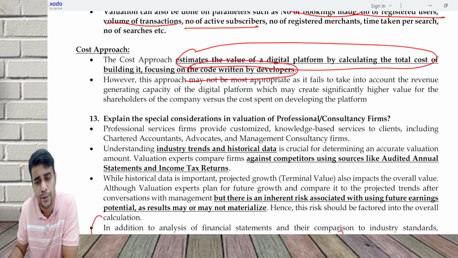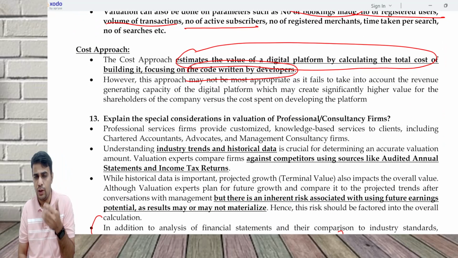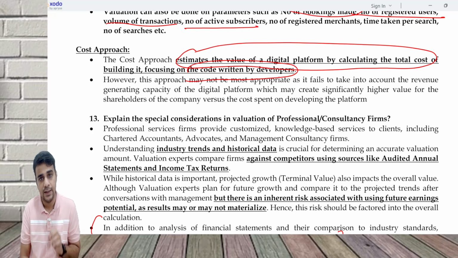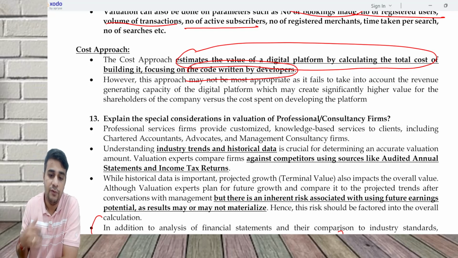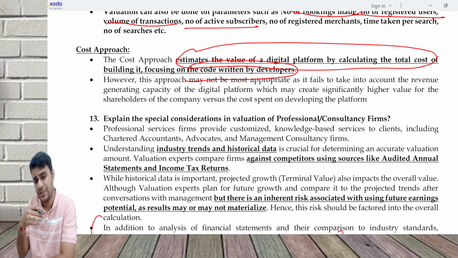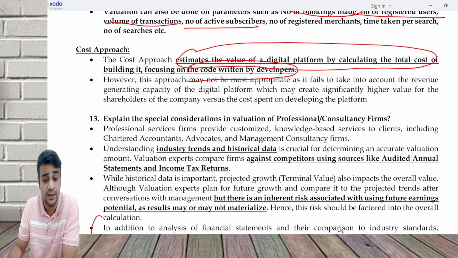Special consideration for a professional or consultancy firm. Again, do the valuation in the normal manner. The only special consideration is that KPIs need to be considered, because KPIs help us understand whether the professional firm is doing well or not in the marketplace and in the industry. So key performance indicators will help us understand the success or failure of this entity.